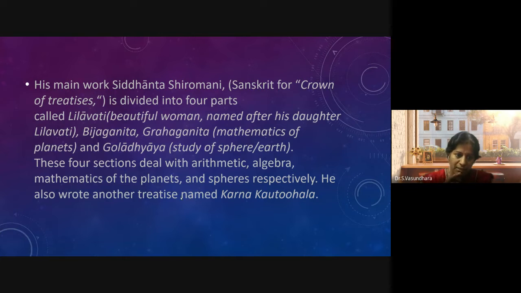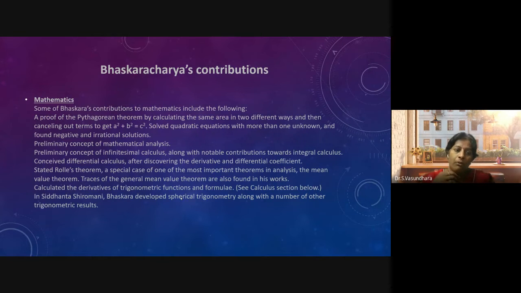Grahaganita, mathematics of planets. Golodhyaya, nothing but the study of spheres or earth. So these four sections deal with arithmetic, algebra, mathematics of the planets and spheres respectively, and he also wrote another treatise named Karma Kuttahula. What are all his contributions to mathematics?